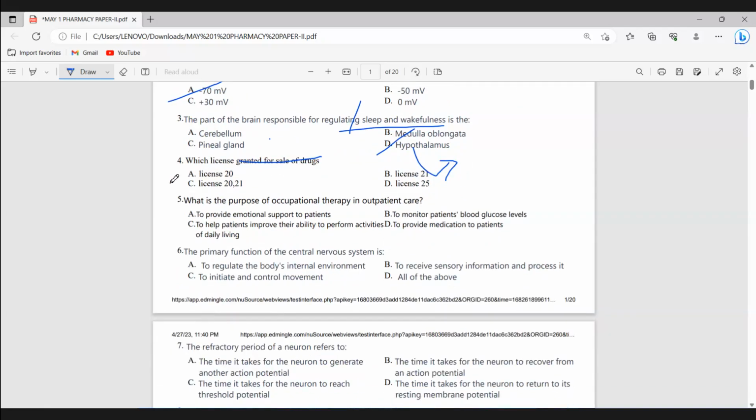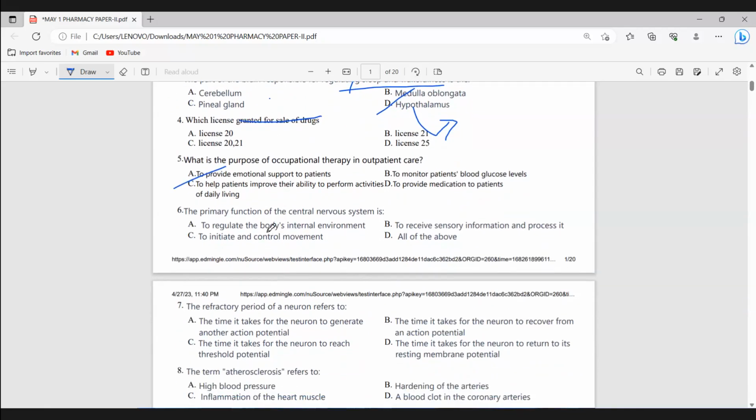Then fifth question, what is the purpose of occupational therapy in outpatient care? The purpose of occupational therapy in outpatient care is to help the patient improve their ability to perform activities of daily living. Then coming on to the sixth question, what is the primary function of the central nervous system? The primary function of the central nervous system is all.